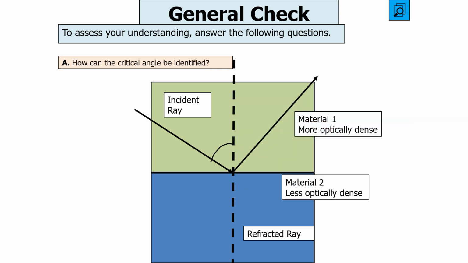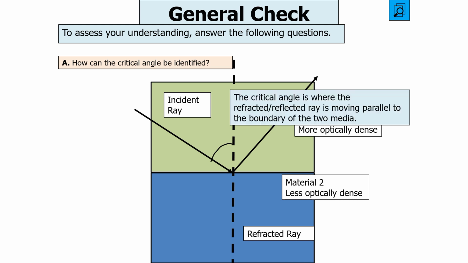How can the critical angle be identified? Pause the video now, then unpause the video when you want to go through your answer. The critical angle is when the reflected/refracted ray is moving parallel to the boundary between the two media.